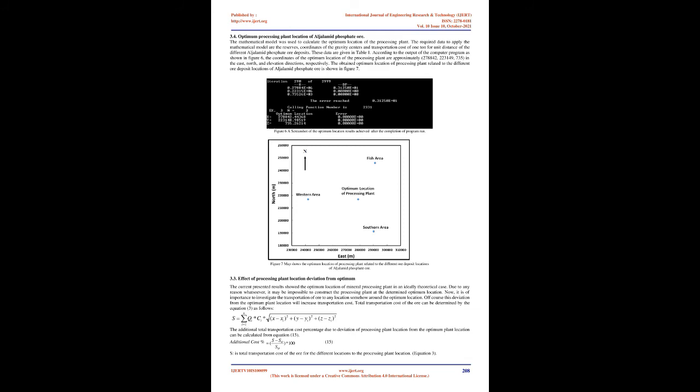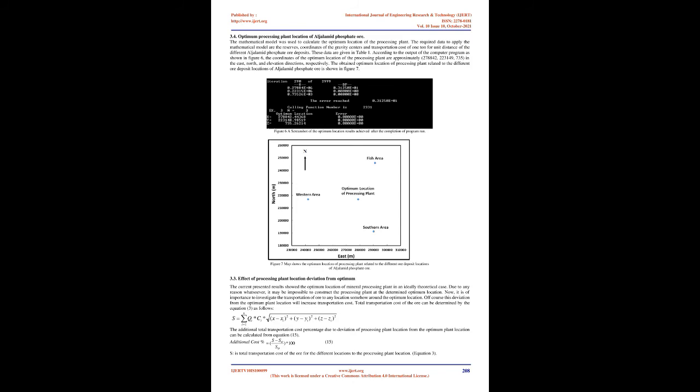3 Results and discussions. The suggested mathematical model was applied in Aljalamid phosphate ore deposit. In the northern part of Saudi Arabia, the ore is spread on 3 different locations that are Fish Area, Southern Area, and Western Area. 3.1 The center of gravity of ore deposit. Data of boreholes were obtained from Mahran Company for Aljalamid deposit. These data represent 3 different locations.